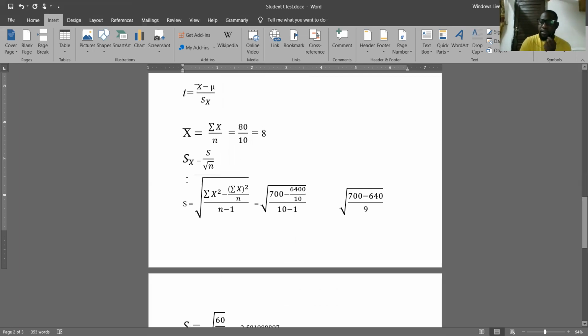So we need to find S. And this is the formula for S. S stands for the sample standard deviation. So we have to find the sample standard deviation first before we can find the sample standard error of the mean. The formula involves sigma x squared, so you are supposed to first find x squared. And how do you find it?